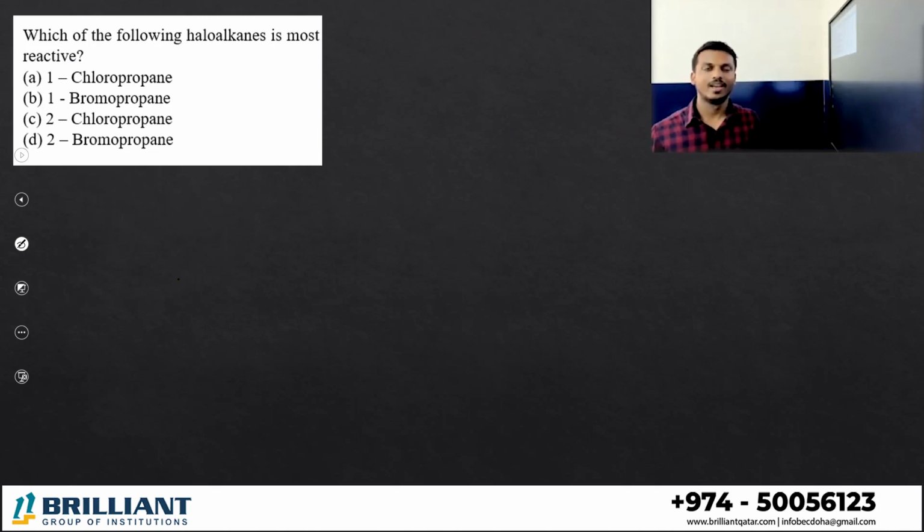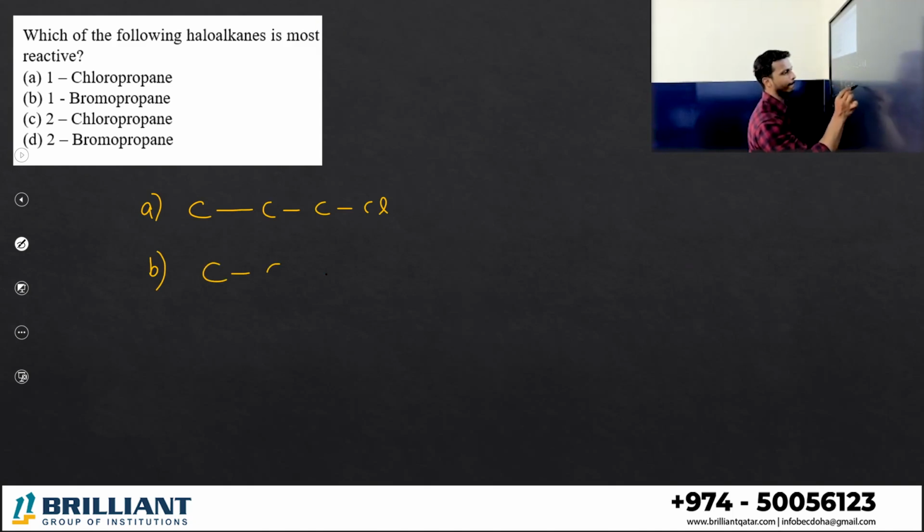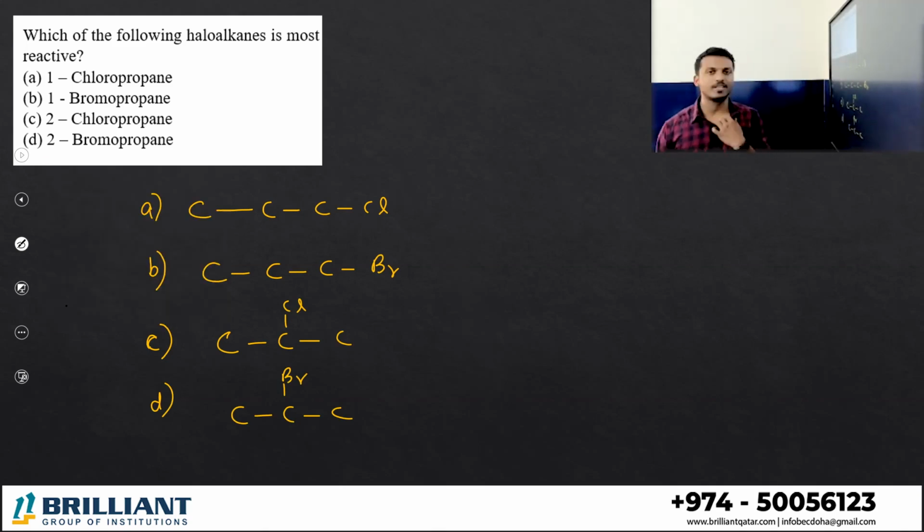Then, which of the following haloalkanes is most reactive? They didn't say whether it is SN1 or SN2. Let's go. A is 1-chloropropane. B is 1-bromopropane. C is 2-chloropropane. And D is 2-bromopropane. Which is more reactive, dear student? They didn't specify whether it is SN1 or SN2. Which is the most reactive one?